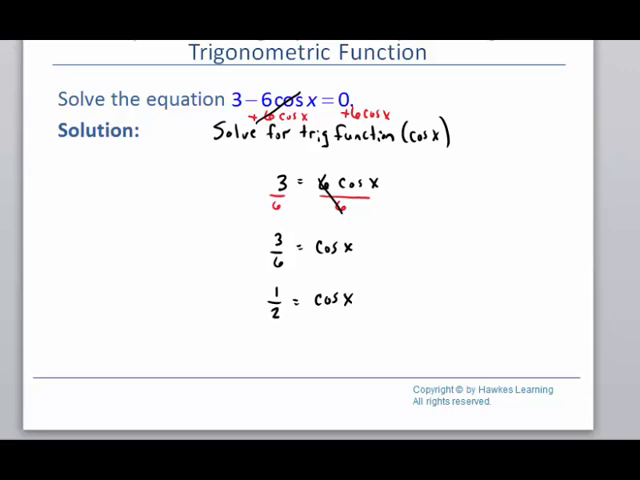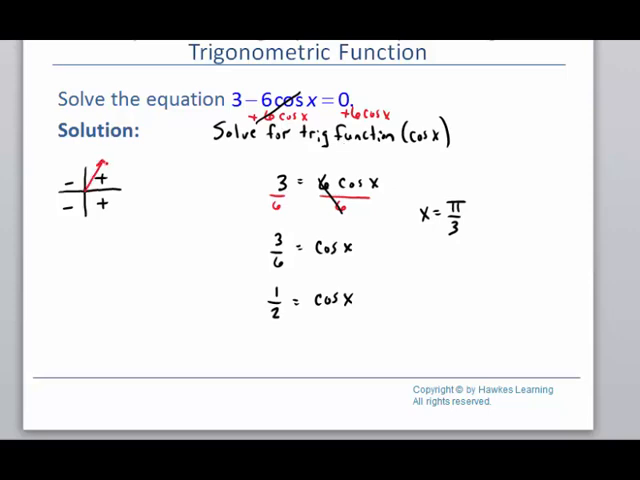We either know from memory or we know from our chart of exact values that cosine at pi over 3 is equal to 1/2. So one of my answers is going to be pi over 3. Now, the other thing to keep in mind is that when you're dealing with your unit circle values, you have several places where the cosine is positive and several places where the cosine is negative. Remember that cosine is positive in the first and fourth quadrant and negative in the second and the third. So this pi over 3 answer that we came up with is our first quadrant answer.